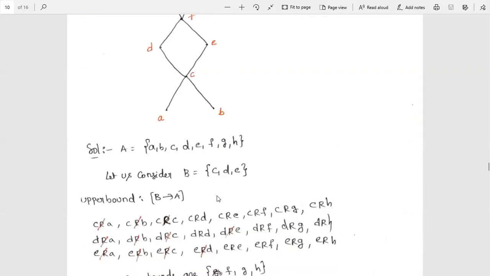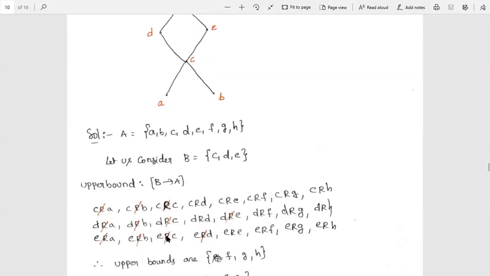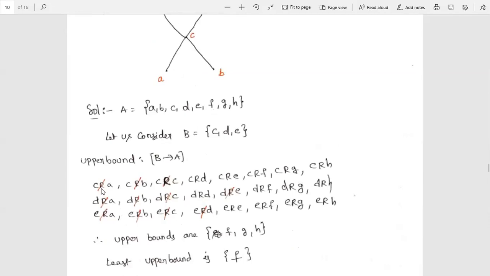So now we check whether all three elements of B have a relation with all the elements of A or not, and consider the upper bounds. Here C is not related with A, not related with B. Here D is not related to C, so we did not consider this element. C, D, E are related with F, so the first upper bound is F. C, D, E are related with G, so the next upper bound is G, and the last upper bound is H. So among these three upper bounds, which one is the least upper bound?